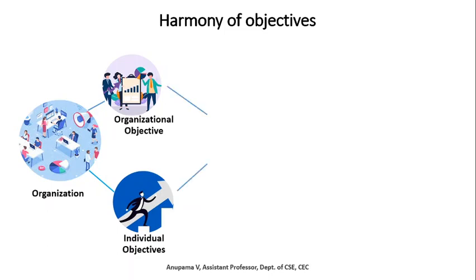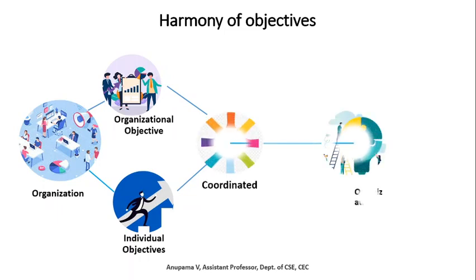Here, directing has an important role to play in establishing harmony and coordination between the objective of the organization and the objective of the employees. When the objective of the organization and the objective of the individual go hand in hand, then only can the organization achieve its goal or objective.